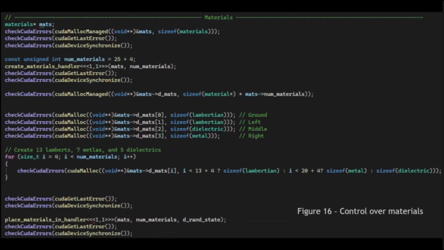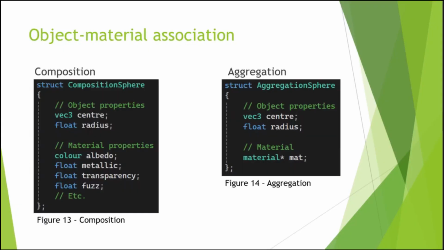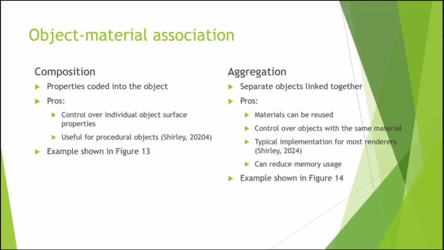I did it this way because it gives me more control of the materials, which I can then reuse. I also saved some memory because I've got a lot of objects and fewer materials. Using composition could be useful for procedural objects, and it gives you more control of how each object will look as opposed to each material that is applied to the objects.